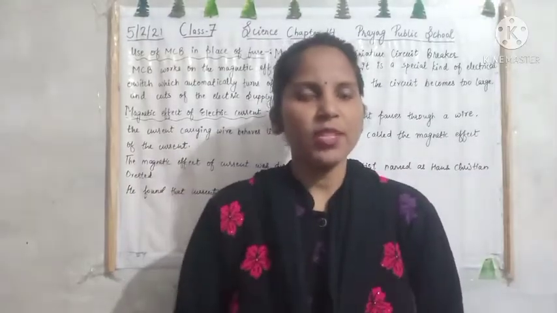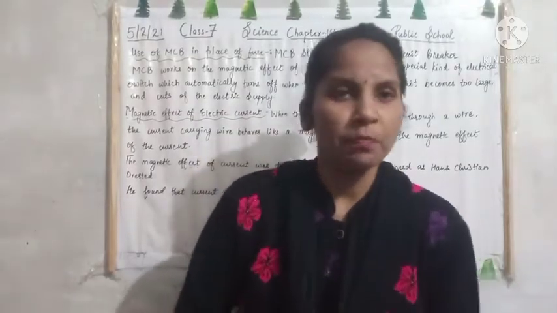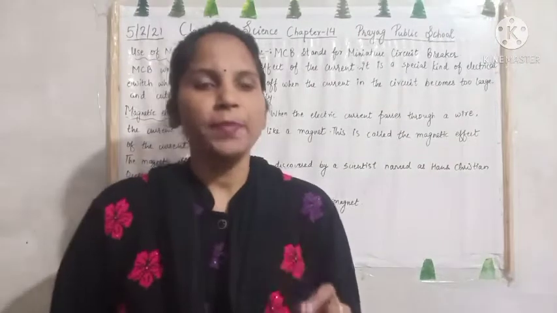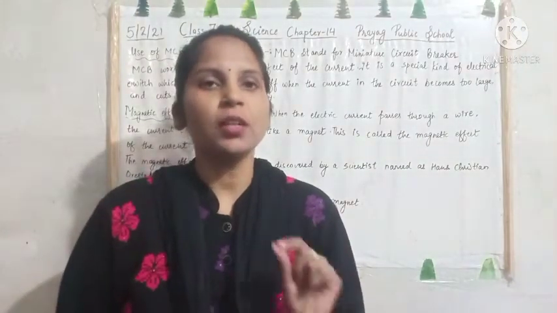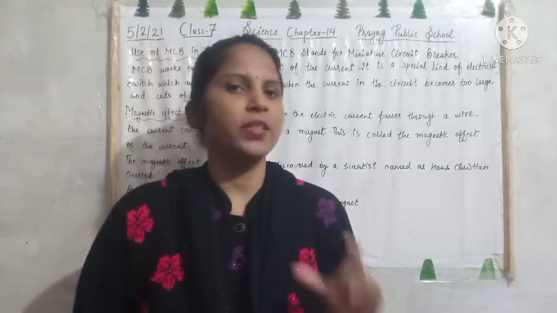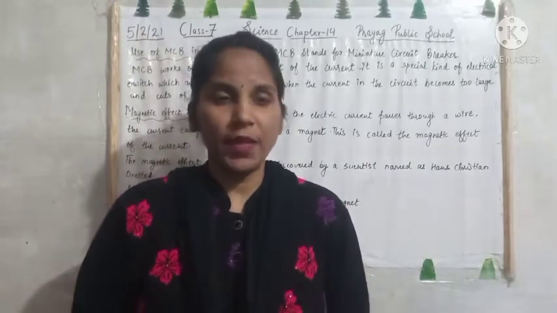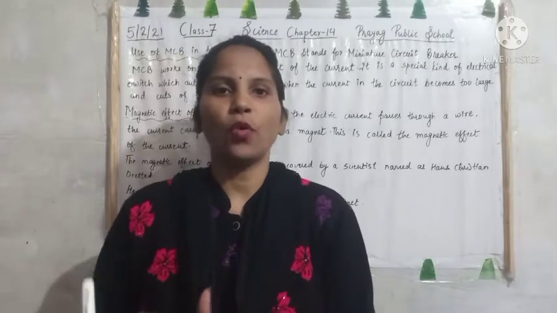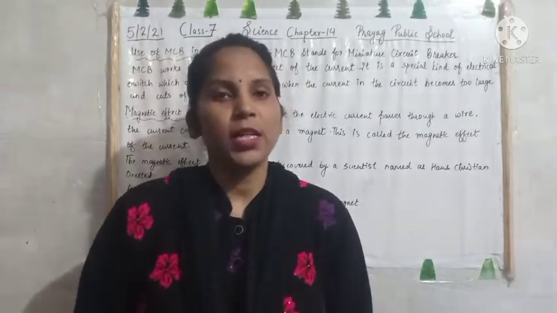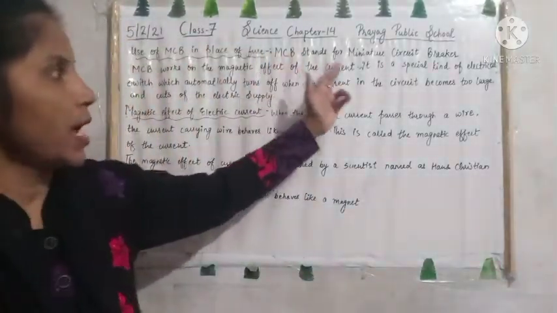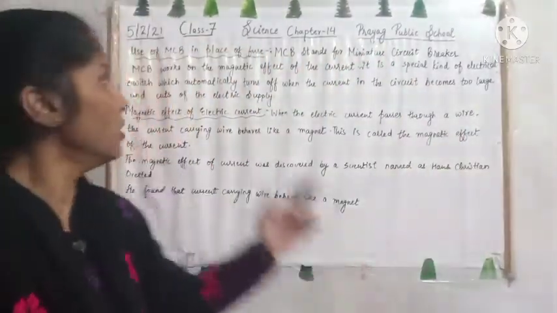Now what is MCB? Uses of MCB in place of fuse. The full form of MCB is miniature circuit breaker. What do you mean by the word miniature? Miniature means small. So we can say it is a small circuit breaker. When there is excessive flow of current, then automatically it switches off. So MCB stands for miniature circuit breaker.